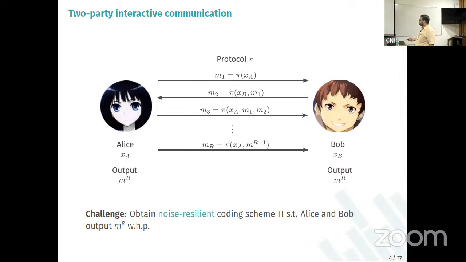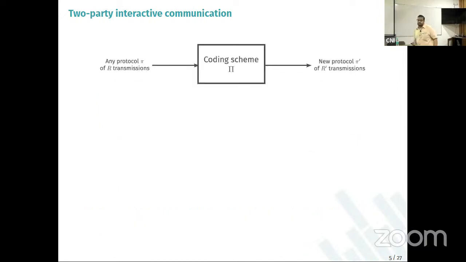So, what do I mean by a noise resilient coding scheme? Recall that in one-way communication, what does a coding scheme do? It takes as input a message and spits out a code word, right? So that if you transmit that code word, even if part of it gets corrupted by noise, with high probability you will still be able to recover the message from it, right?